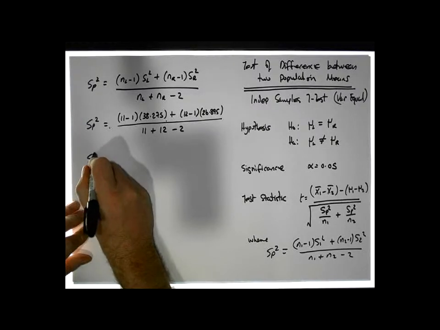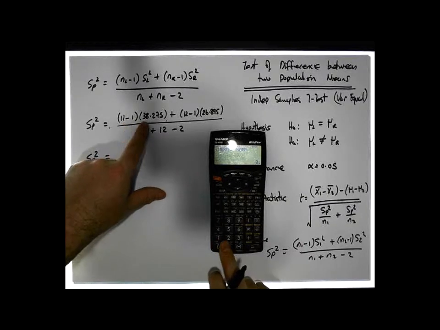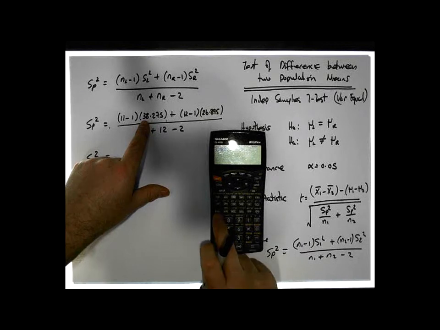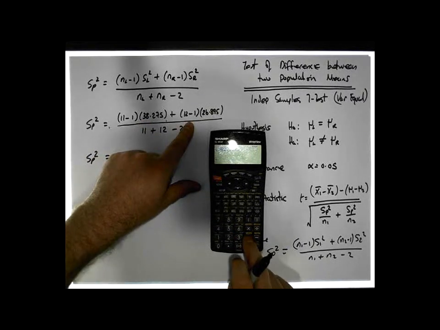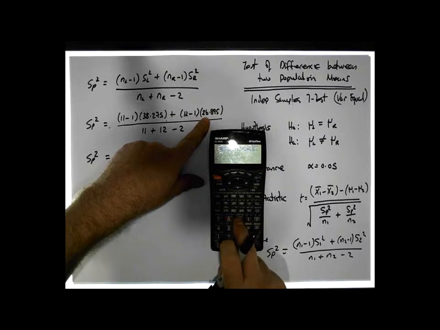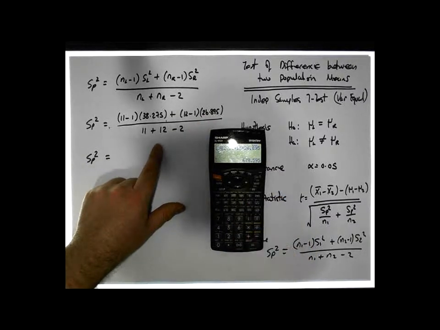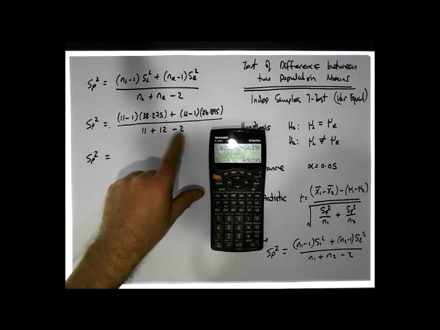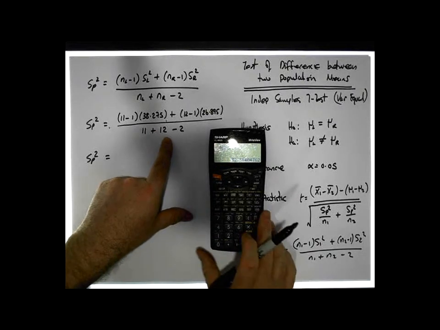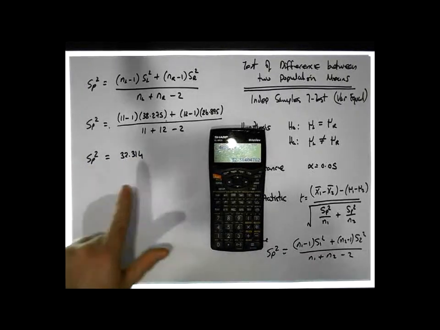And when I do this on the calculator, guys, it's 10 times 38.275, which gives us 382.75, plus 11 times 26.895. That gives us a total of 670. And 12 minus 2 gives us 10, plus the 11 gives us 21. So if I divide that by 21, that gives me a new measure of variance of 32.314. This is a better measure of our variance.